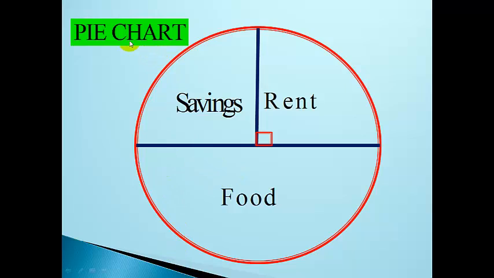Now, this is the pie chart. I give this to you as an exercise to use the information in the table to construct the pie chart. You could see that the angle for food is equal to 180 degrees. The angle for rent is equal to 90 degrees, and the angle for savings will give you 90 degrees. This is the pie chart that you are supposed to get at the end of the problem solving.